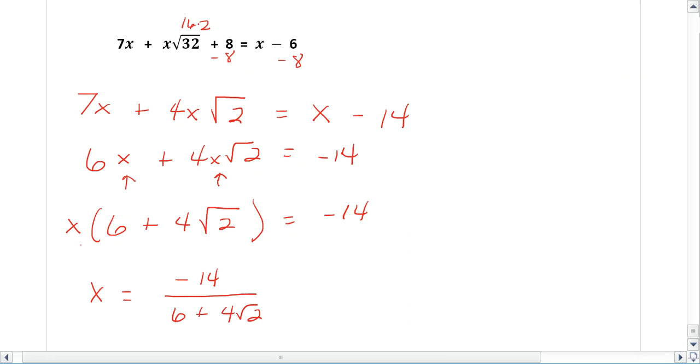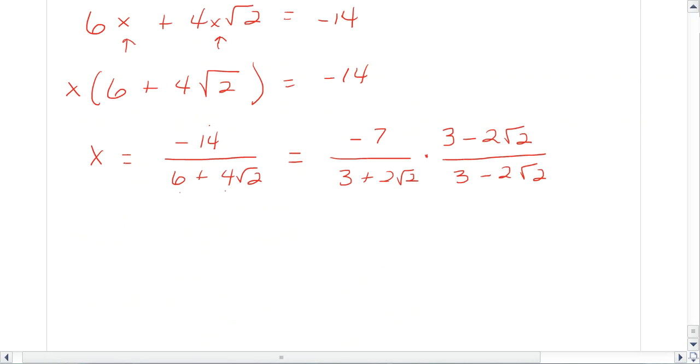So what I did is just divided both sides by 6 plus 4 square root 2. And now we have some simplifying. We have some work to do in this fraction. I'm noticing that each term has a 2 in it, so we can reduce it. Why don't we do that first before we take care of rationalizing this denominator? So let's take a 2 out of all of these terms, just to bring the numbers down a little bit. And now this is a conjugate problem to rationalize the denominator. So I'm going to multiply top and bottom by 3 minus 2 square root 2.